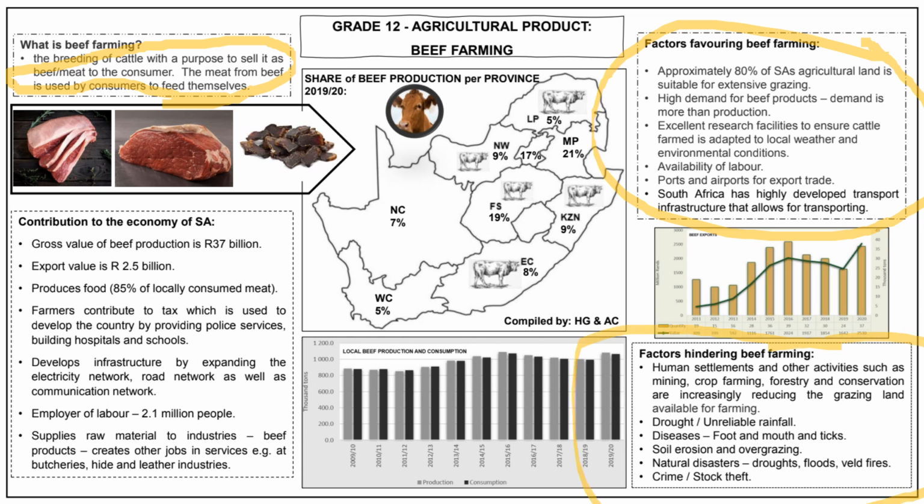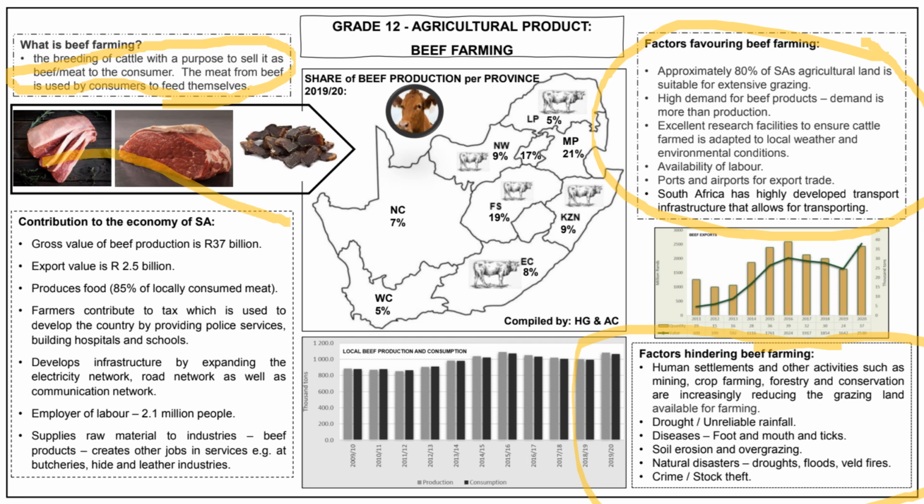But now there's also the factors that are hindering it. So human settlements and other activities such as mining, crop farming, forestry, and conservation are increasingly reducing the grazing land available for farming. So you've got drought, unreliable rainfall, diseases, foot and mouth disease and ticks, for example. You've got soil erosion and overgrazing, even natural disasters, your droughts, your floods, your veld fires, and then you've also got your crime. That could also be a contributing factor.